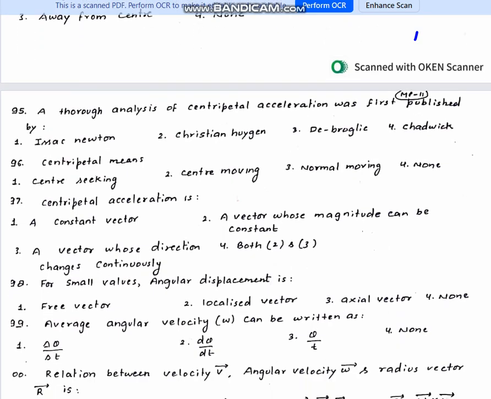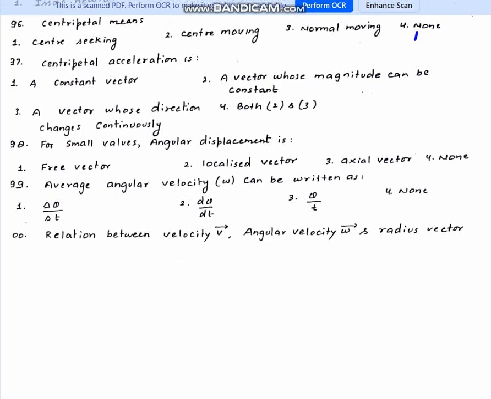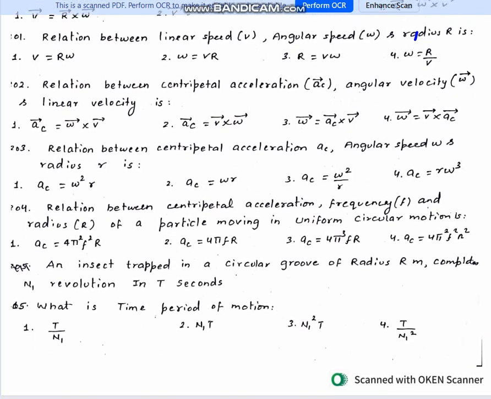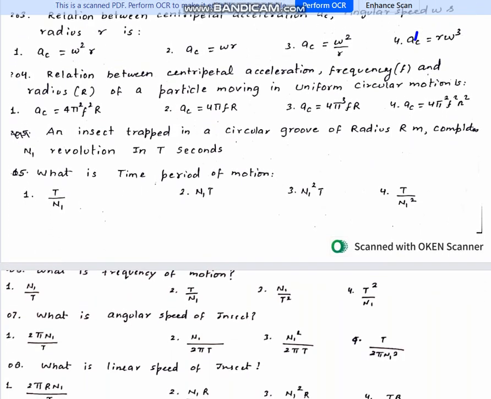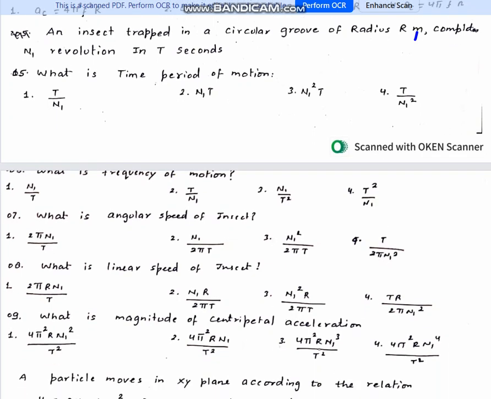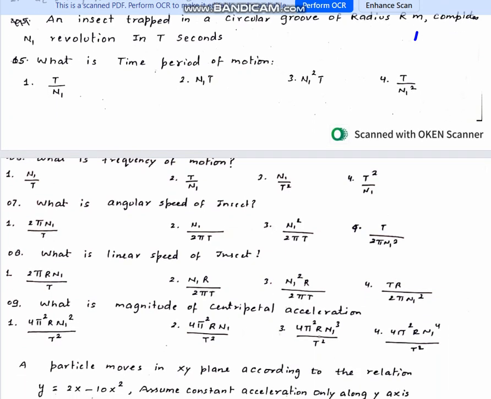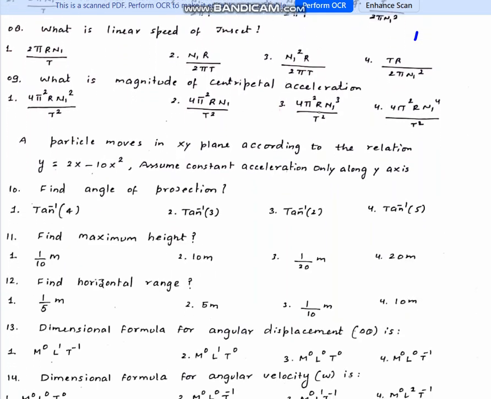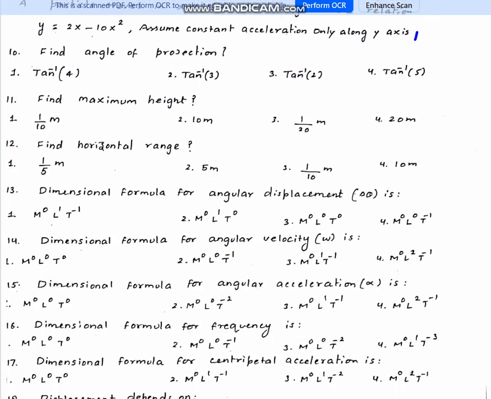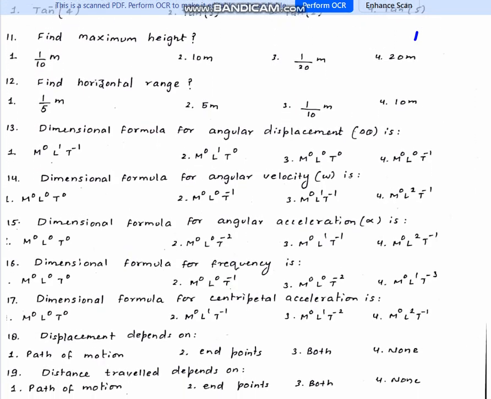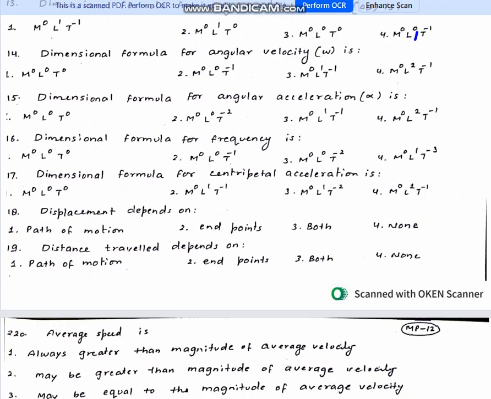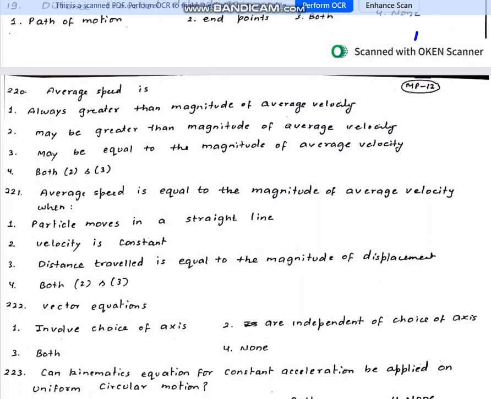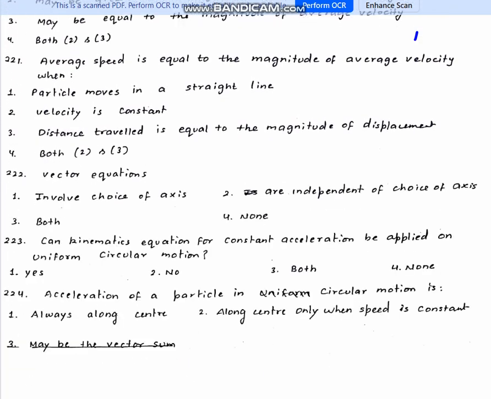Then centripetal force, acceleration, vectors. Then we have average angular velocity. Then the relation between linear and angular velocity, centripetal acceleration, tangential acceleration, their relations, frequencies. Then we have a question based on a circular groove: the time period of motion, frequency, angular speed, linear speed, centripetal acceleration. Then we have a question based on trajectory. We need to find angle of projection, maximum height, horizontal range, dimension, angular velocity, angular acceleration, frequency, centripetal acceleration, displacement, distance, average speed, vector equation.